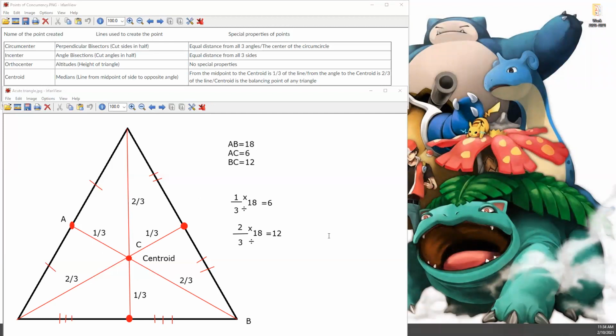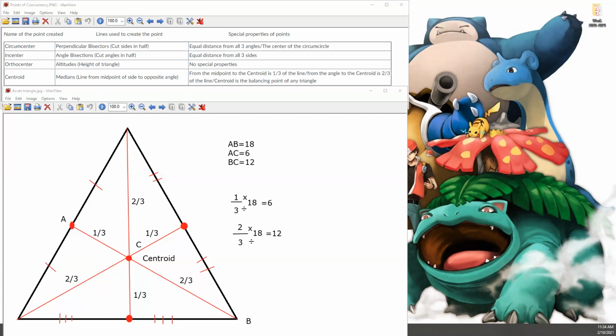Cool. You'll be asked for centroid questions to find the whole thing, or to find bits and pieces of it. It'll be all over the place. Centroid is huge. They use it a lot to question y'all.